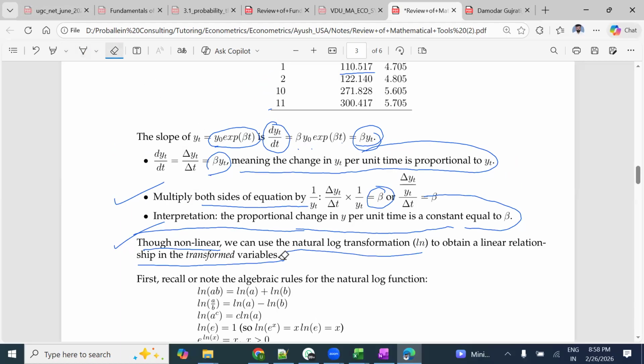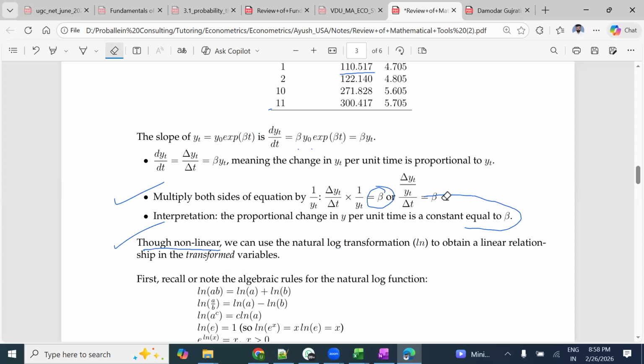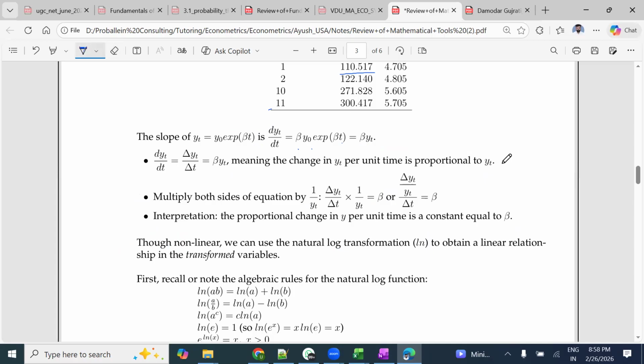Bhakti ma'am, is it clear? Yes, sir. Clear. Is there any complication? Yes, sir. Madhusudha, is it clear? Is there any problem over here, meaning how your slope is beta times yt? Sir, I have a small doubt, but after the class I will go through the material and try to understand.